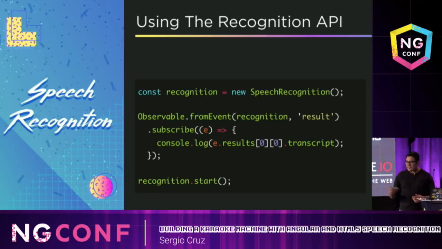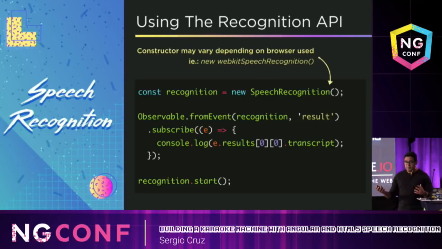Same idea, we instantiate from the speech recognition native class. Now we do need to watch out because this is experimental technology. So a lot of browsers still have the little vendor prefixes on there. So you have to make sure you account for that when using the speech recognition. But same idea, we'll use fromEvent from RxJS. The event that we're going to be subscribing to here is called result, and our callback function will get called with the event variable, and that event has a results property.